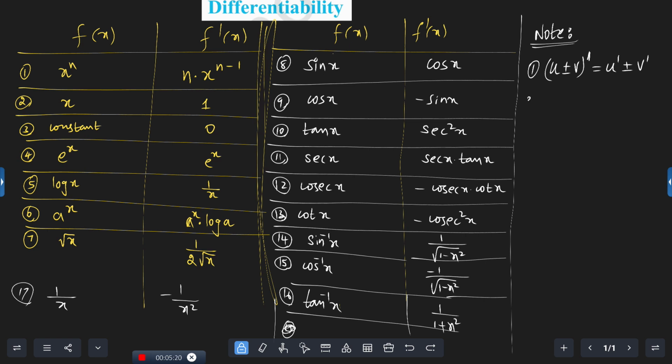Suppose in multiplication, uv whole dash, first u we have to differentiate, v keep it as it is, plus u keep it as it is, v you differentiate. This is in multiplication. Suppose division is there, u divided by v whole dash, denominator v square, numerator u dash v minus u v dash. So this is the common formula for functions in multiplication, division, addition or subtraction.